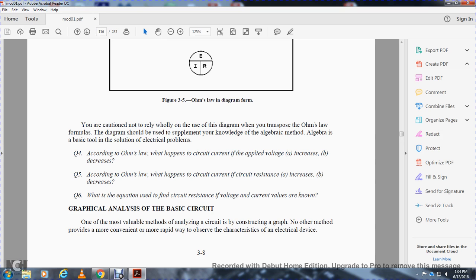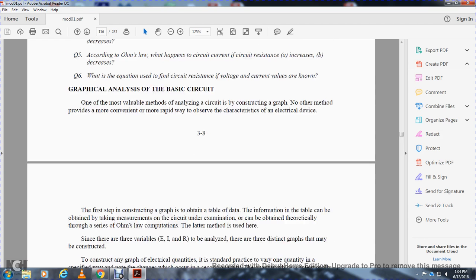Graphic analysis of the basic circuit. One of the most valuable methods of analyzing a circuit is the graph, with no other method providing a more convenient and rapid way to observe the characteristics of an electrical device. The first step in constructing the graph is obtaining the table of data. The information for the table can be obtained by taking measurements on the circuit under examination, or theoretically through a series of Ohm's law computations.